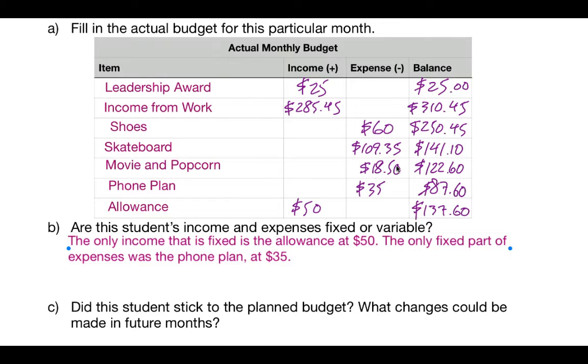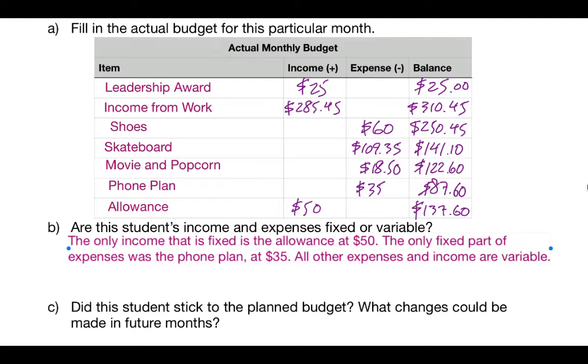Movie and popcorn, so they like to spend a little bit on entertainment. That may stay about the same from month to month, but depending if the person decides to not get popcorn one time, they could save a little bit of money, or if they decide to go see a few movies instead of maybe just one, then this could go up as well. So those things are definitely variable expenses, but the phone plan is the one that is fixed. Okay, so all other expenses and income are variable.